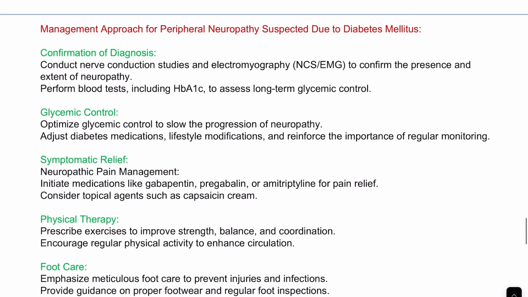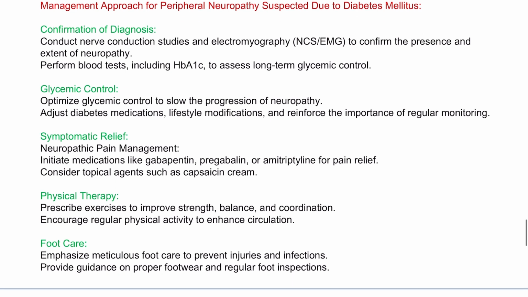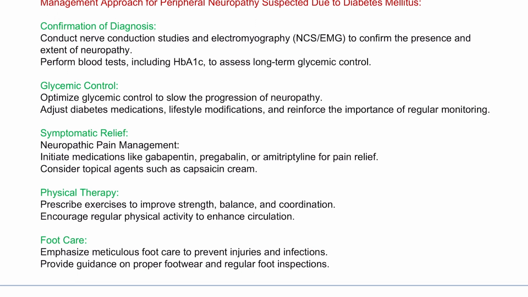So, the management approach for peripheral neuropathy suspected due to diabetes mellitus. We're going to do the confirmation of the diagnosis. Same things: we're going to do nerve conduction studies and EMG to confirm the presence and extent of neuropathy. I'm going to perform some blood tests like hemoglobin A1C to assess long-term glycemic control. Optimize glycemic control to slow the progression of neuropathy, adjust the diabetes medications, make lifestyle modifications, and reinforce the importance of regular monitoring.